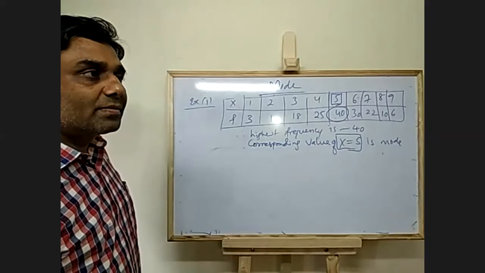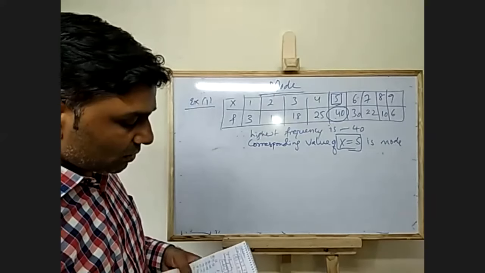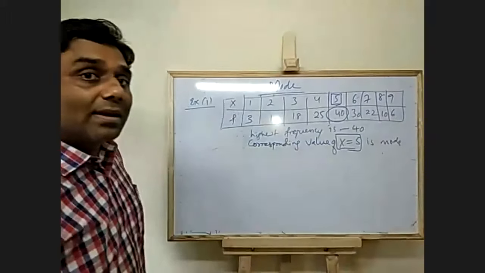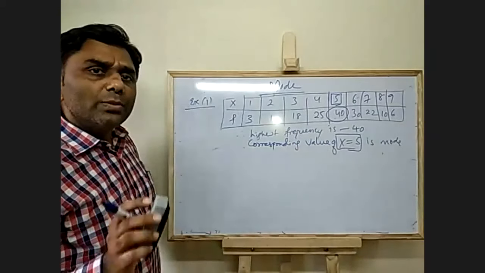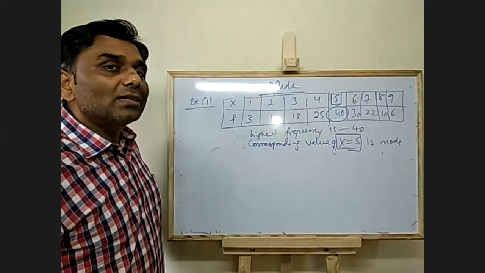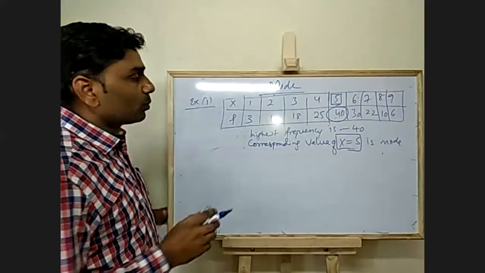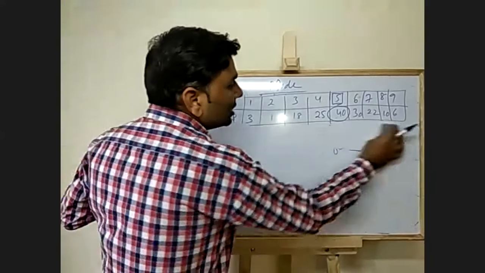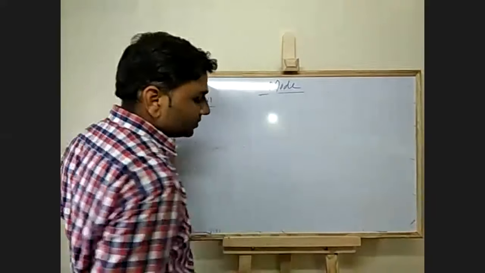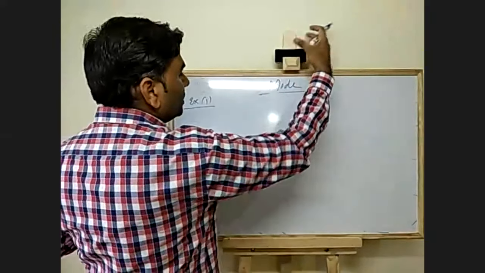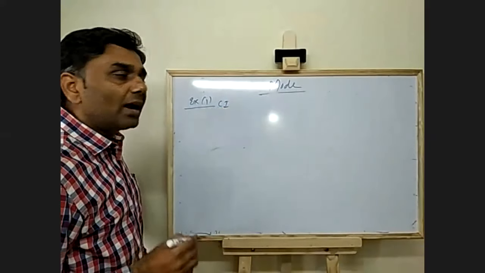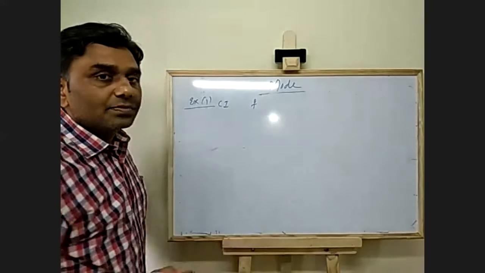Now, what if they have given you class intervals? Again, unimodal, there is only one class interval which has the highest frequency. Such class intervals are given, and you have to use the formula. So let's solve one problem using the formula. Class intervals are given here and frequency is given.